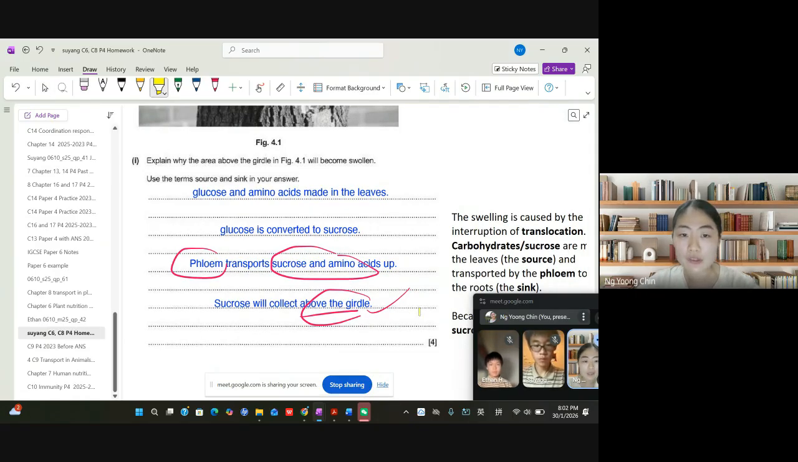For this one, I'll give you 2 marks, because I see you mentioned phloem. They will transport sucrose and amino acids, so I can give 1 mark, and then the sucrose will collect above the girdle. This is the 2nd mark. But the first 2 points are not too significant to answer this question.